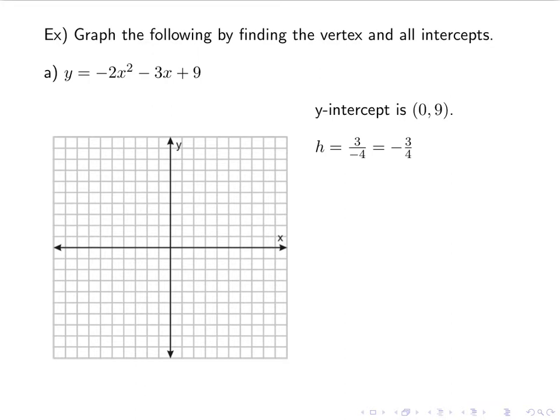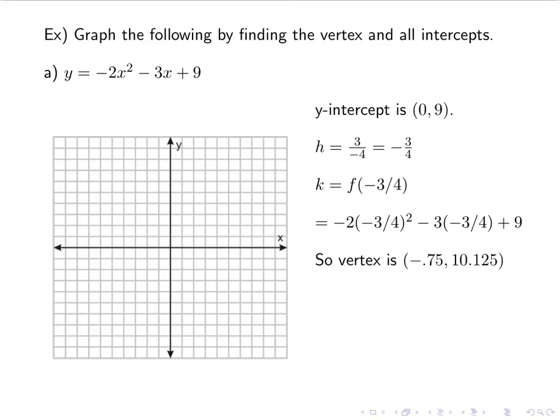Now to find k, we need to plug that into our equation. So k equals f of negative 3/4, which is negative 2 times (negative 3/4) squared minus 3 times negative 3/4 plus 9. Please use your calculator. You don't have to do this by hand. I want you to actually do it out and make sure you're getting the same answer. But you should be getting 10.125. I've translated my negative 3/4 into the decimal version since I'm going to have to graph it. Decimals make more sense. So there's my vertex.